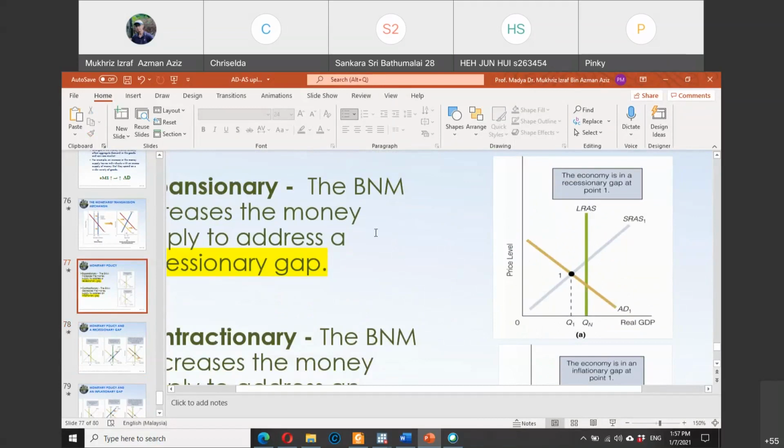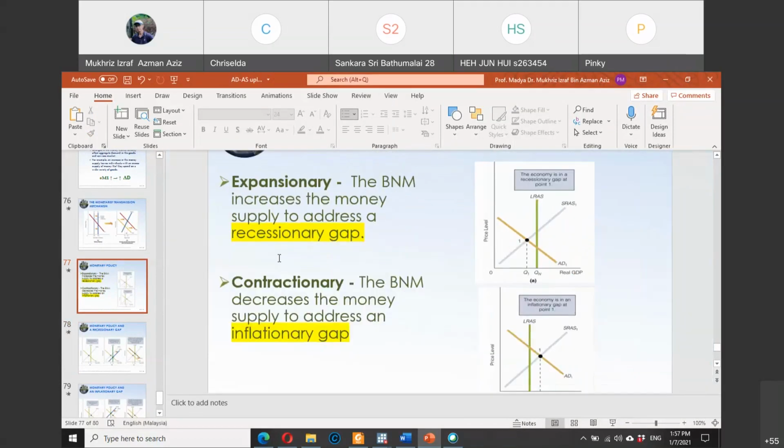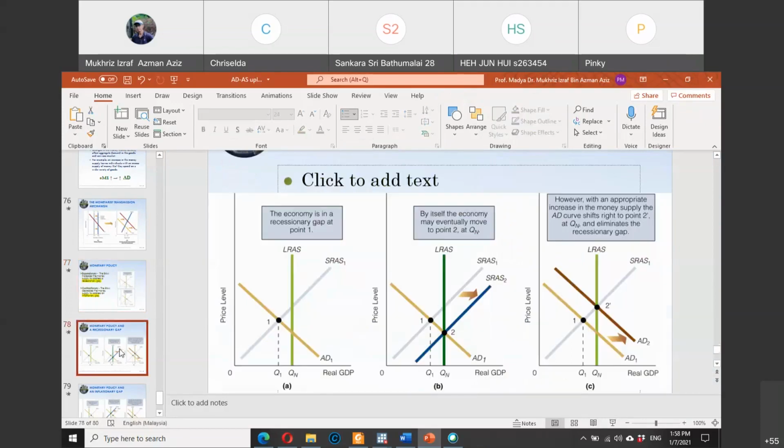So how does the government use expansionary policy to increase the output? We know that when the country is in recession, the government will use expansionary policy, whether fiscal policy or monetary policy. So when the economy has this recessionary gap, the government will employ expansionary policy. Just now we discussed the fiscal policy. Now we are talking about the monetary policy. So how does the government use expansionary monetary policy to overcome this recessionary gap? That is discussed here.